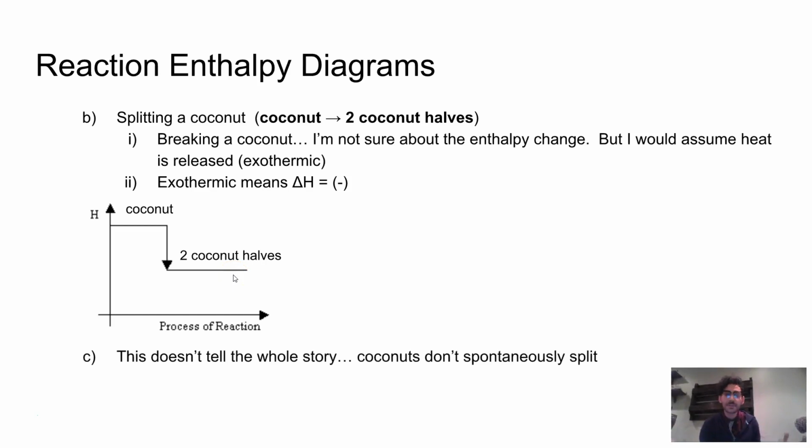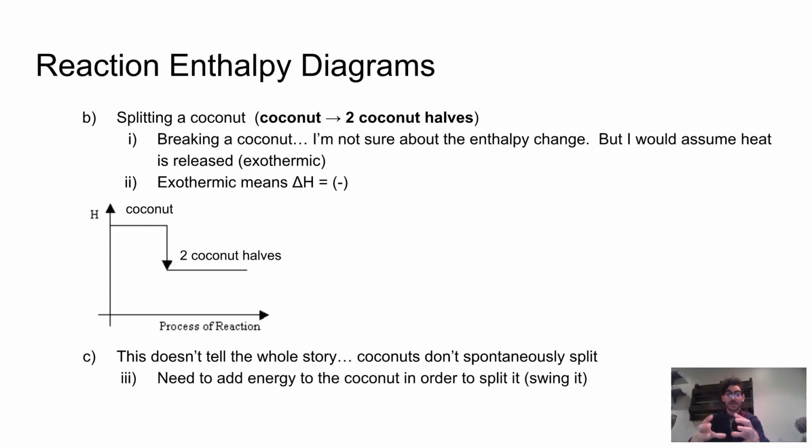But it doesn't really tell us the whole story, because coconuts in the real world don't just spontaneously break in half. In order to break a coconut in half, I'm going to need to add energy to open it. So maybe I'll hold my coconut and smash it on a rock. That act of me swinging it and smashing it is adding energy. We can describe that as activation energy. That's the amount of energy I have to put in to break that coconut in half.